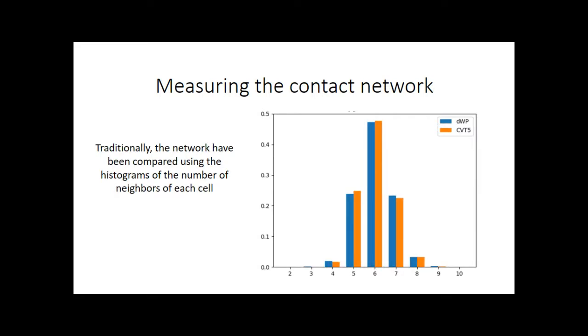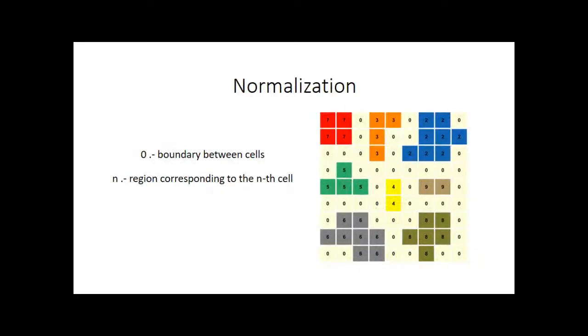The question is, okay, so they have the same number of neighbors, but does this mean they have the same contact network? Can a more sophisticated method find new differences that we're not seeing from the old methods? That's a question we want to answer.